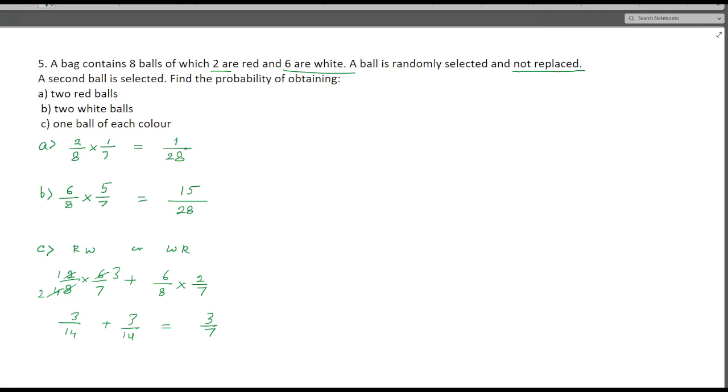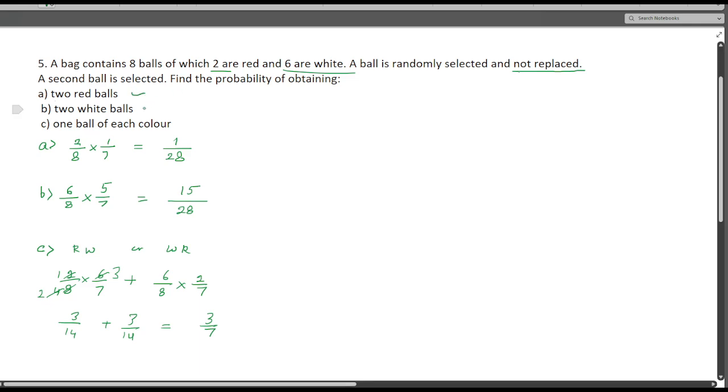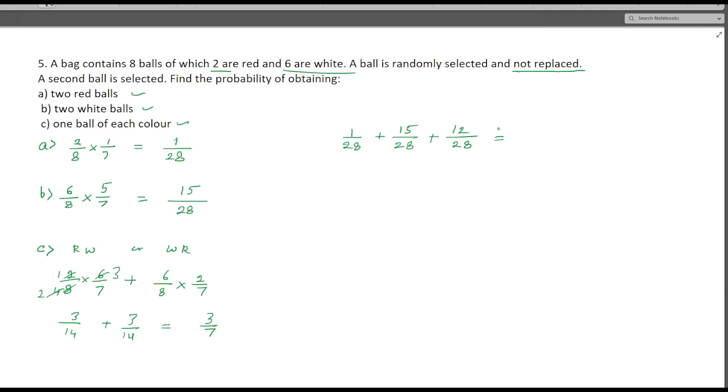Now one interesting thing: by considering two red balls, two white balls, and one ball of each color, we consider all possible cases. So if you add these three probabilities, 1 by 28, 15 divided by 28, and 3 divided by 7, which is 12 divided by 28, what answer will you get? Here, 5 plus 2 is 7, plus 1 is 8.